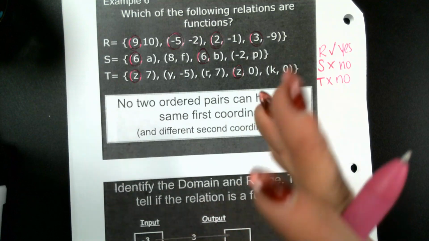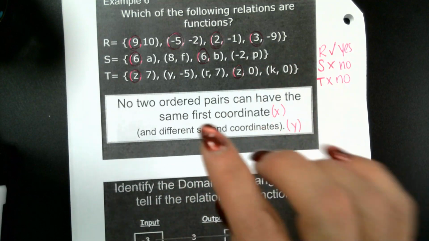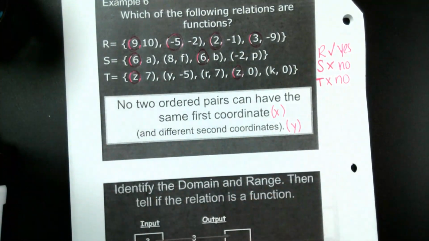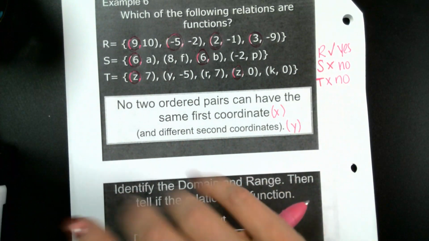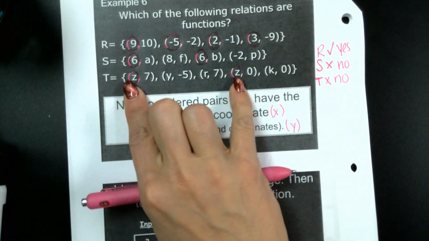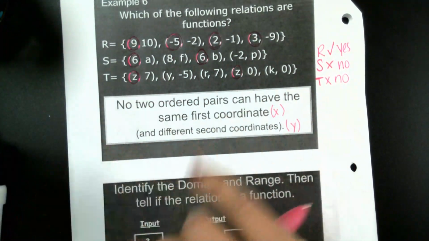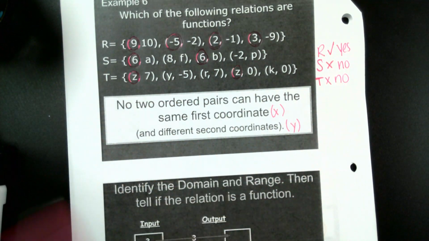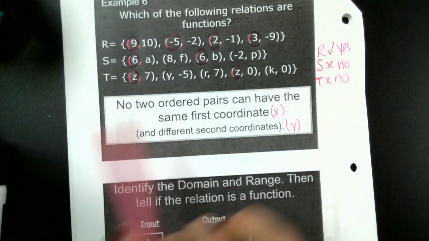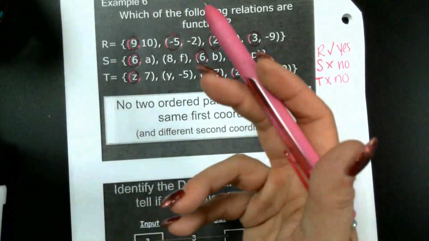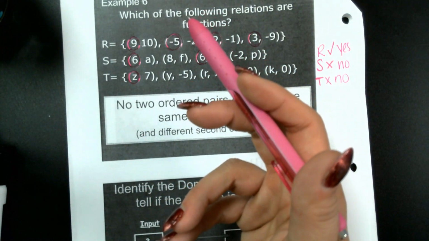And like I said, every once in a while they might throw in an ordered pair twice just to see if you're paying attention. Some people just look at their X's, and as soon as they see one on there more than once, they automatically say, oh no, it's not a function. And I'm like, well, you've got to double check and make sure that their Y's are actually different. Because if their Y's were the same, they've just given you the same ordered pair twice, and that's okay.